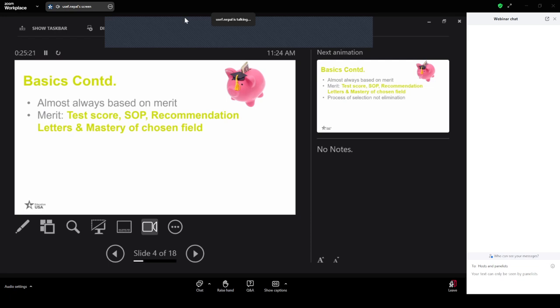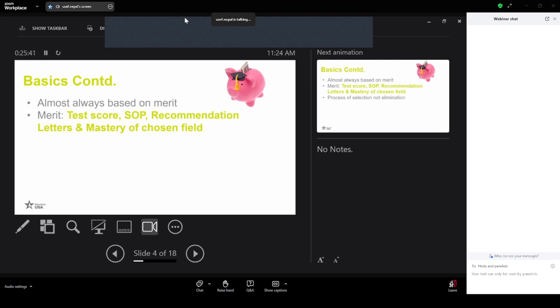Okay, as I've said, you have to do your research about the professors. In your SOPs, you are going to talk about professors that you want to work with at that particular university. What will be your contribution to that professor's work? So those kind of things have to be mentioned in the SOP that you are writing.